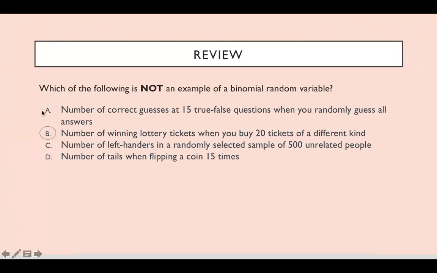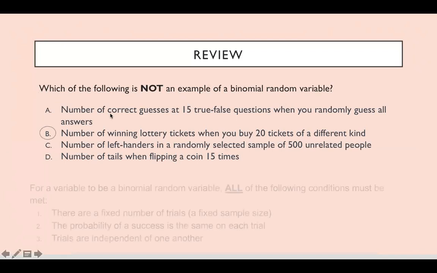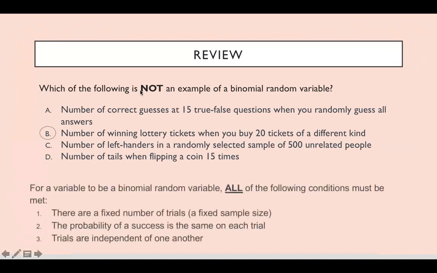All right, our answer here is B. So just going through those three conditions that we have to meet for a binomial random variable, all of them do follow the conditions except for B. So there are a fixed number of trials of 20.